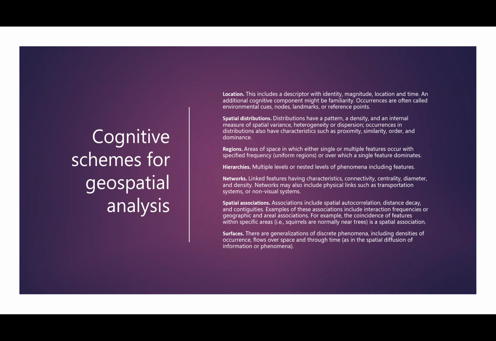And then finally, surfaces. There are generalizations of discrete phenomena. Discrete means that there is a concrete endpoint, including densities of occurrence, flows over space and through time, as in the spatial diffusion of information or phenomena. Surfaces, there is a boundary to a surface. So water has a surface and it comes to an end somewhere. Land has a surface and it comes to an end at the water point. Not to say that it disappears under the water, but that surface ends where that water begins. And so that's an example of a surface.